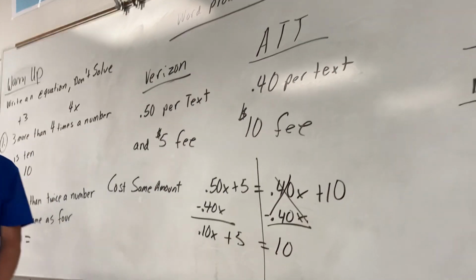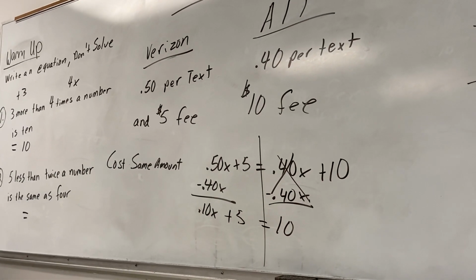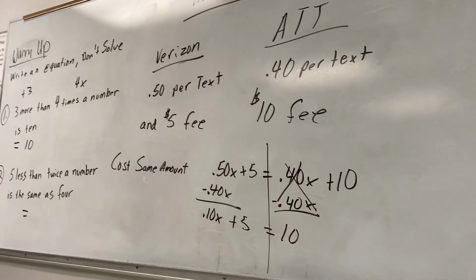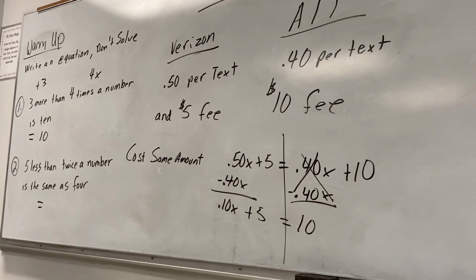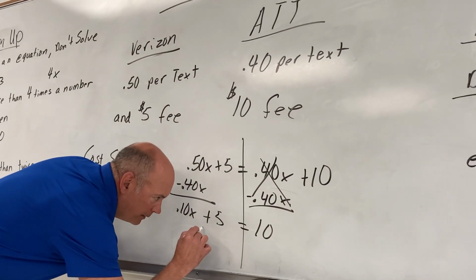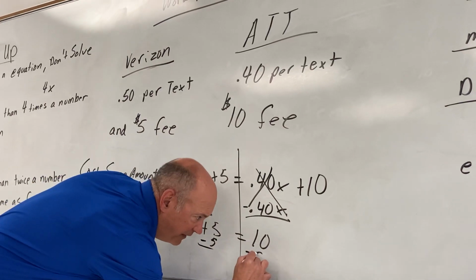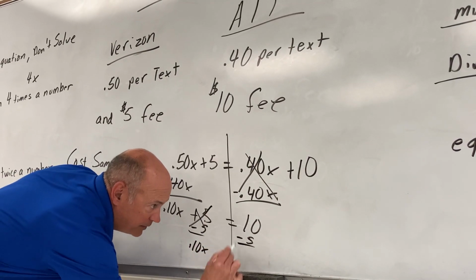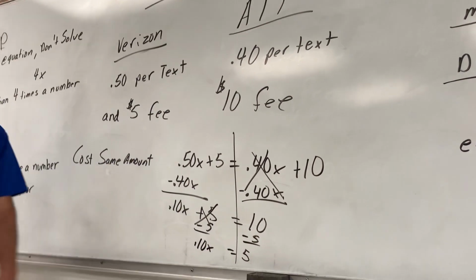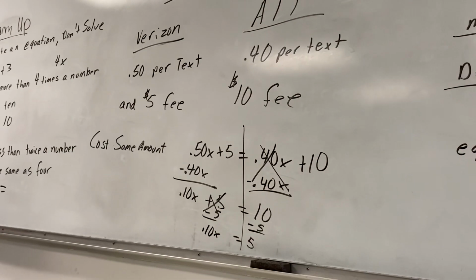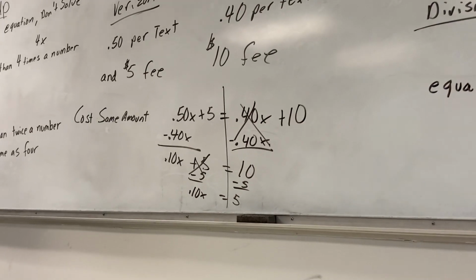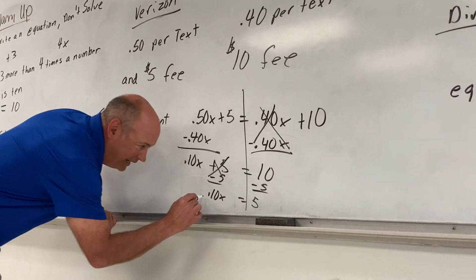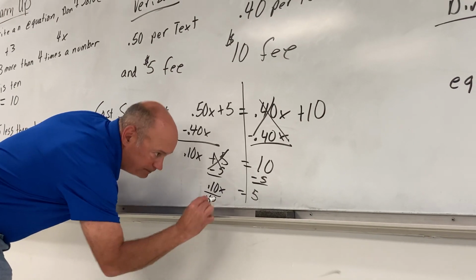All right, what number do I need to get rid of next? We need to get rid of the plus 5. Yep, how would I do that? Subtract 5. We got 0.10x equals 5. We're almost done. Isaac, how can I get rid of the 0.10? Divide by 0.10. Do not forget the decimal.